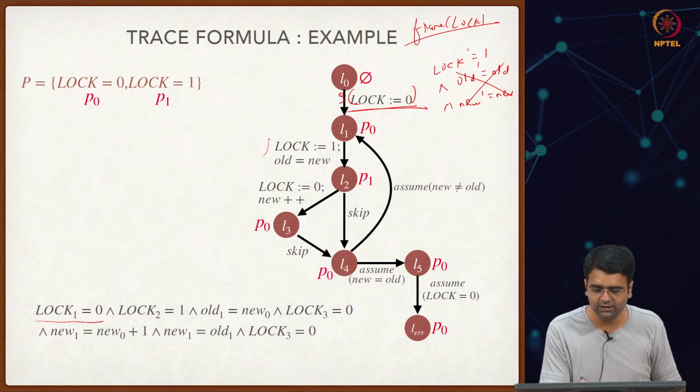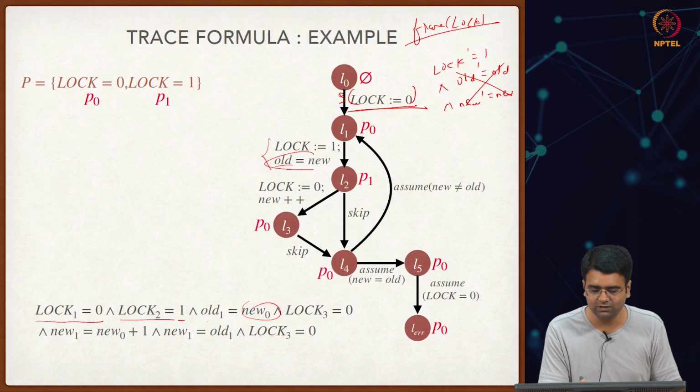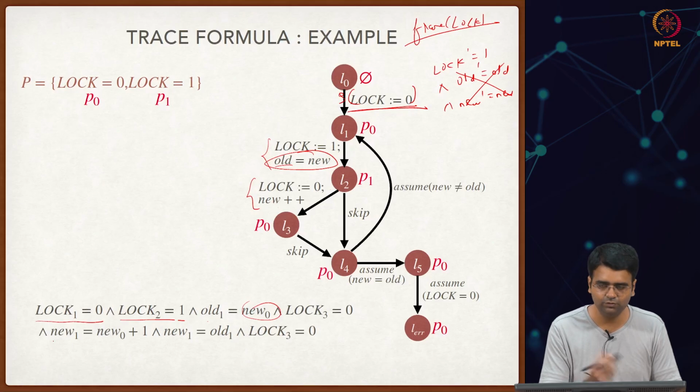Next, from the L1 to L2 command, there is another assignment statement to lock, so I have added another version of the lock variable, which is lock2 equal to 1. Here there is an assignment to old, so I have added old1 equal to new0. New0 is the original version of the variable new, while old1 is the new version of the variable old, meaning it's the value of the variable old after executing this particular program statement. Similarly, I have lock3 equal to 0 and new1 equal to new0 plus 1, which is the FOL encoding for the program statement from L2 to L3. Again it's a new assignment to lock and a new assignment to the new variable.